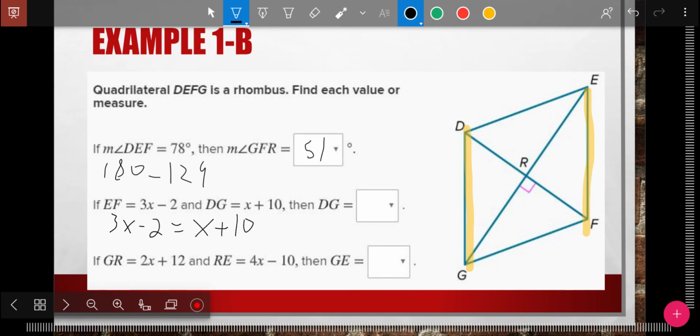I minus 1x from both sides. I get 2x minus 2 equals 10. I add the 2 over. I get 2x equals 12. I divide both sides by 2. I get x equals 6. Am I done there? No, it's asking for DG, so I have to plug it back in. Plug it back in. This one was 51. This one, 6 plus 10 is 16.